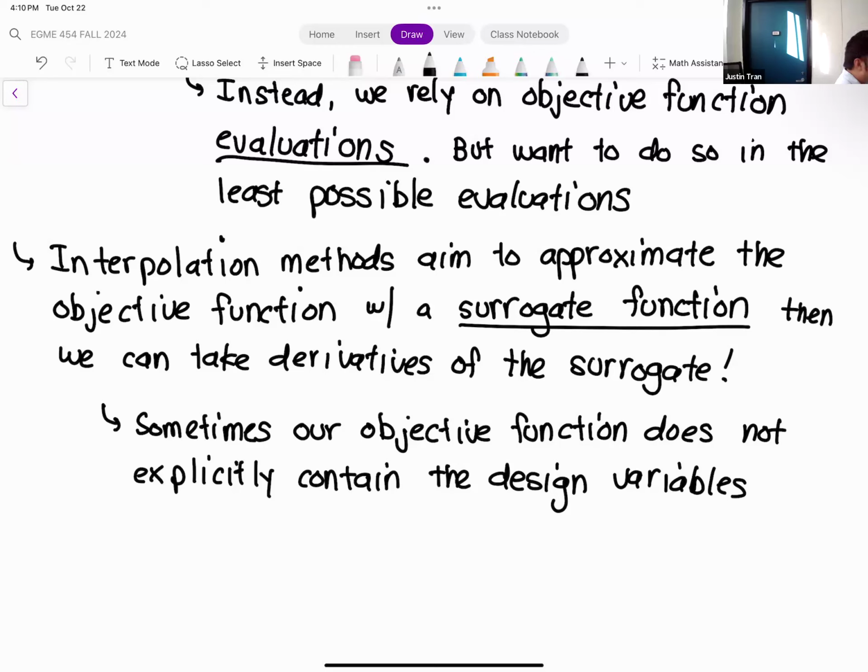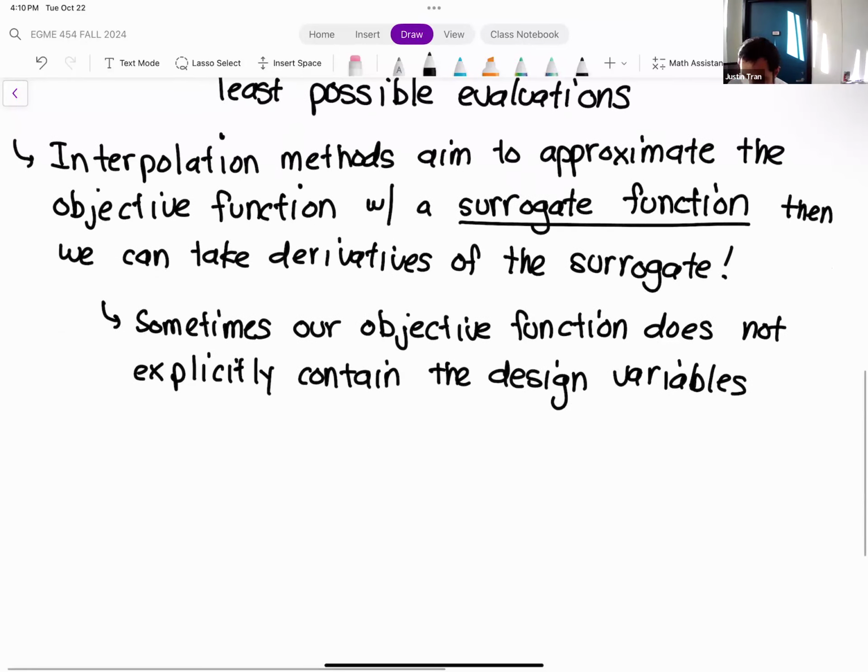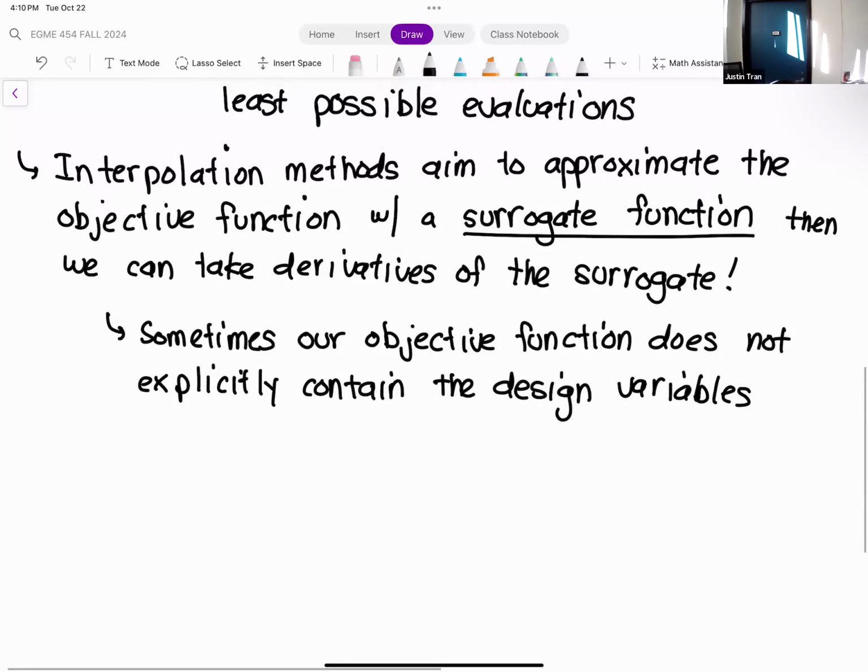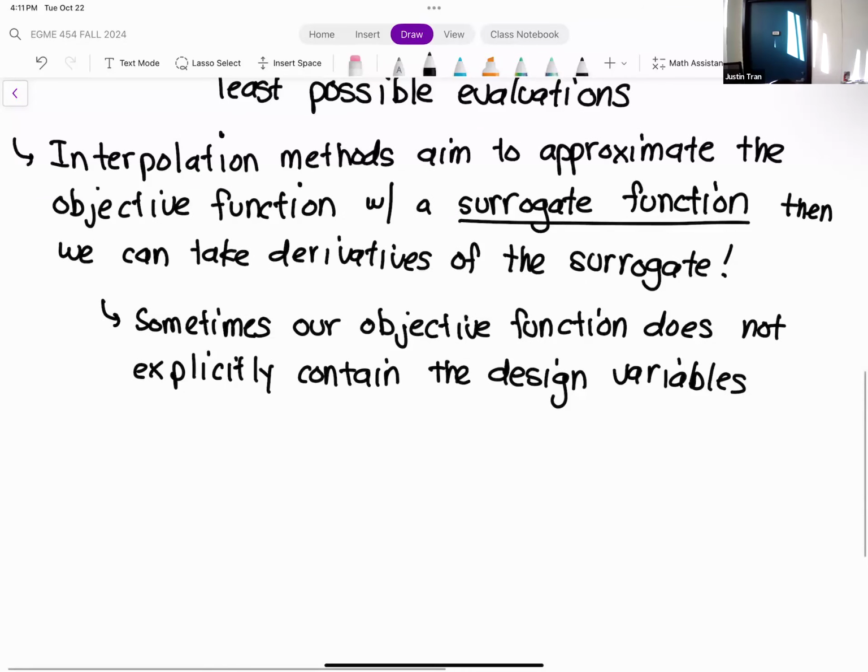So the whole appeal of using a surrogate function is that we can control exactly what goes into our surrogate function. We can basically control it to explicitly contain our design variables. And if we can control that, then we can solve it in a normal, classical way. So let me give you a visual example of this.